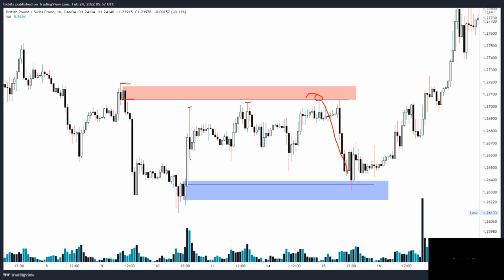Here too, there was a first attempt to come back here, which failed, and a second attempt, which failed.